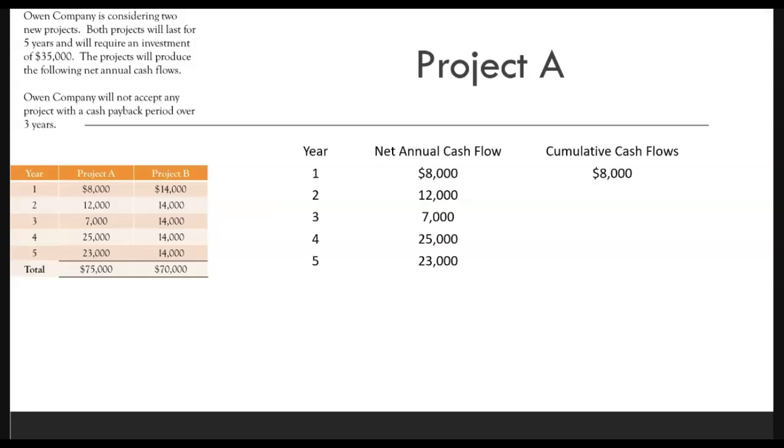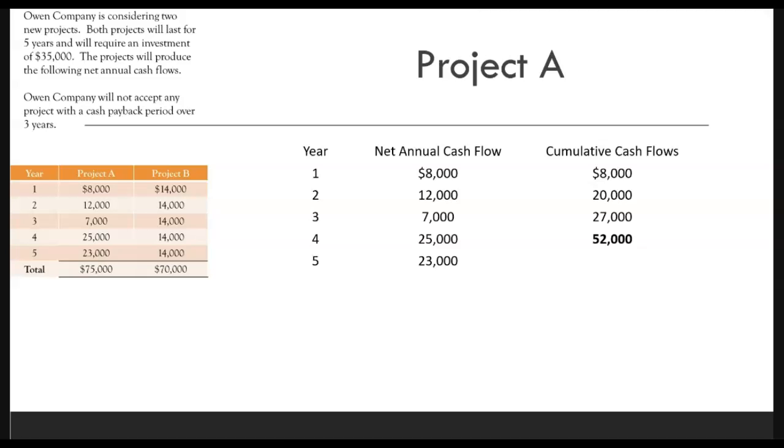So our cumulative cash flows is $8,000. What we want to figure out is when does that cumulative cash flow amount exceed our initial cost of that $35,000. So in year 2, we made another $12,000. So $12,000 plus the $8,000 that we've already made gives us this $20,000 here for our cumulative cash flows. Year 3, we made $7,000. So that brings our cumulative cash flows up to $27,000. We're still not past that initial investment though. Year 4, we make $25,000. So we add that to the 27, and you can see that we've finally now passed the initial investment of $35,000.